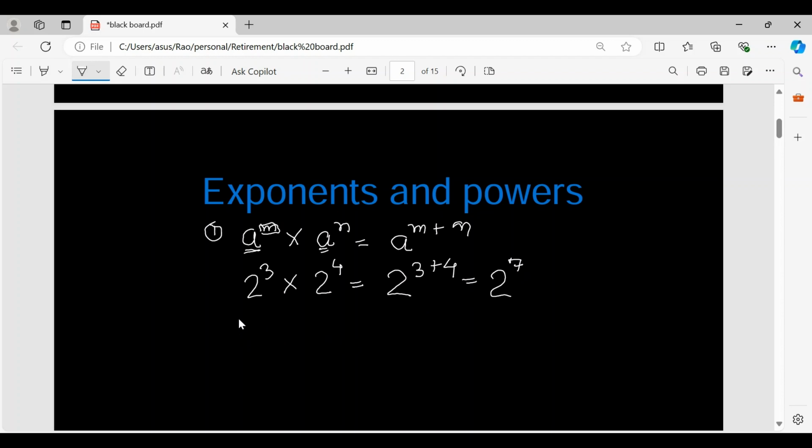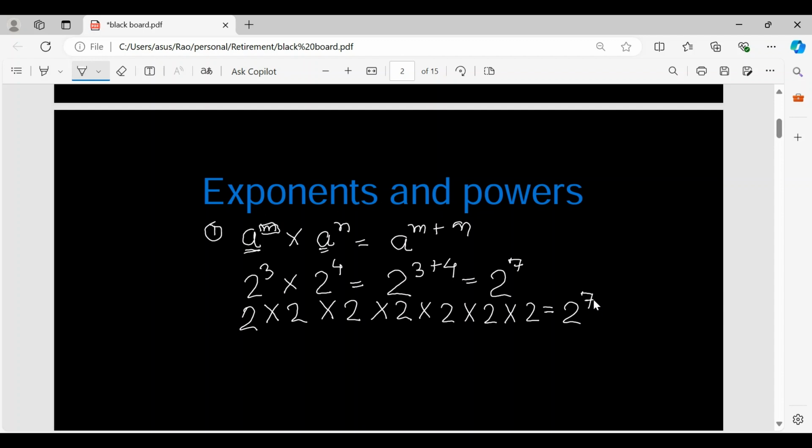Now, if we are to prove this, then we will have to expand it. 2 raised to the power 3, you can expand 3 times: 2 multiplied by itself 3 times, and again 2 four times. 2 into 2 multiplied by 2 and then also 2. 1, 2, 3, 1, 2, 3, 4. In total those are 7. So we also can write that as 2 raised to the power 7.